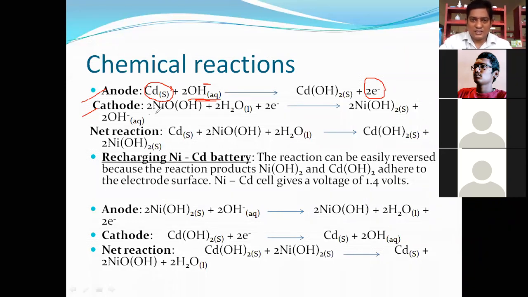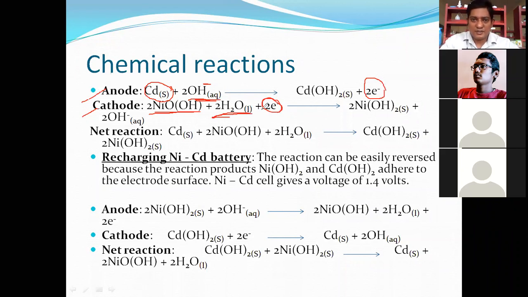Now, nickel oxyhydroxide is the cathode, taken under aqueous conditions. Gain of electrons is known as a reduction reaction. Loss of electrons is oxidation, and gain of electrons is reduction.